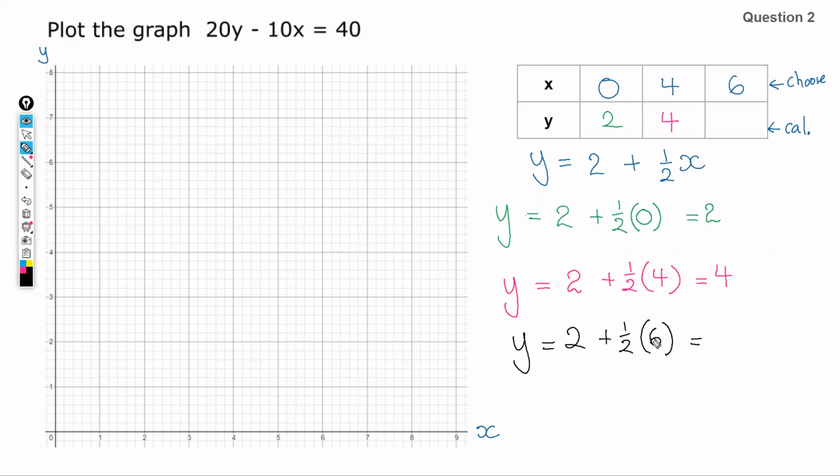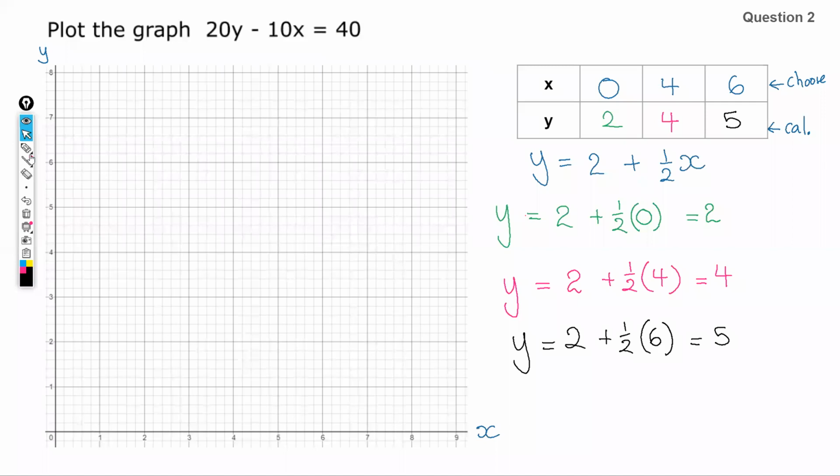A half multiplied by 6 is 3. A half of 6 is 3. Plus this 2 waiting on the outside. 3 plus 2 is 5. Look for your mistakes, guys. If you made any mistakes, all the working is on the screen. I'm going to give you 20 seconds to make your corrections.